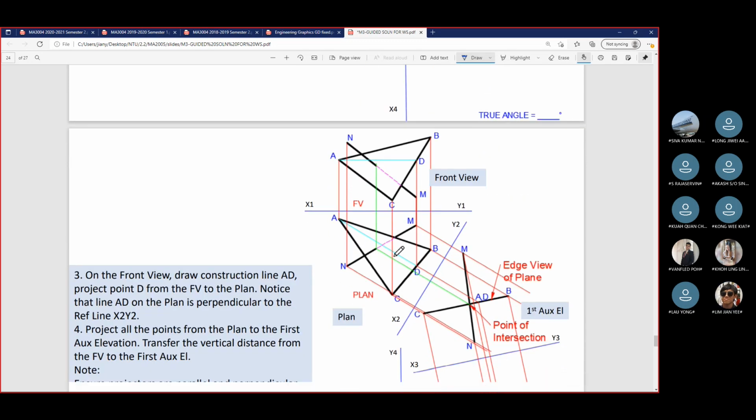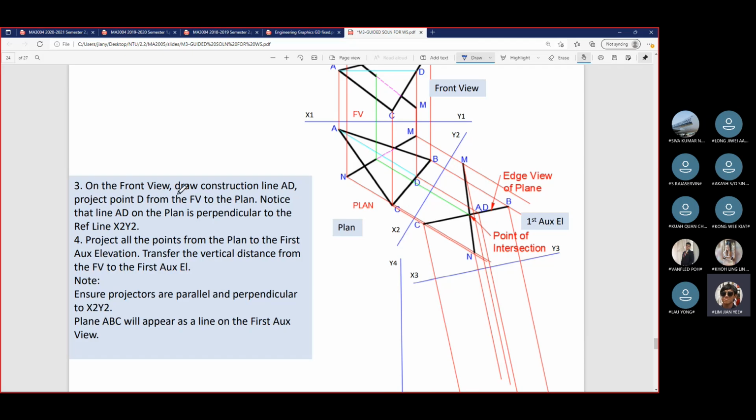Now you go on true length. Let's say on the front, draw a construction line AD, project D from FV to the plan view. And then you'll notice that this line will be perpendicular to X2 and Y2.